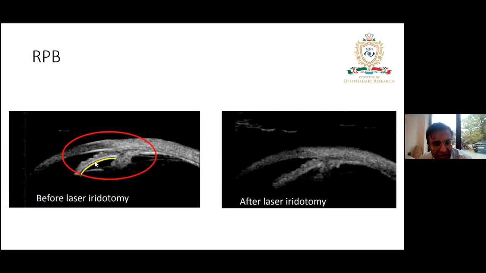So you can see the anterior convexity of the iris, showing the relative pupillary block, showing that the pressure in this area is more than this. And this high pressure is leading to the angle closure. And after you have done the YAG-PI, you can see that the anterior convexity is lost and the angle tends to open up a bit.